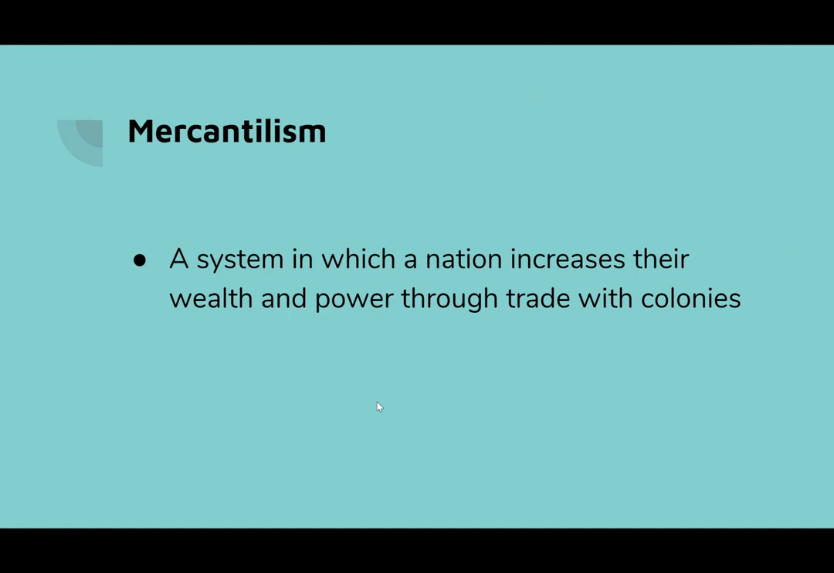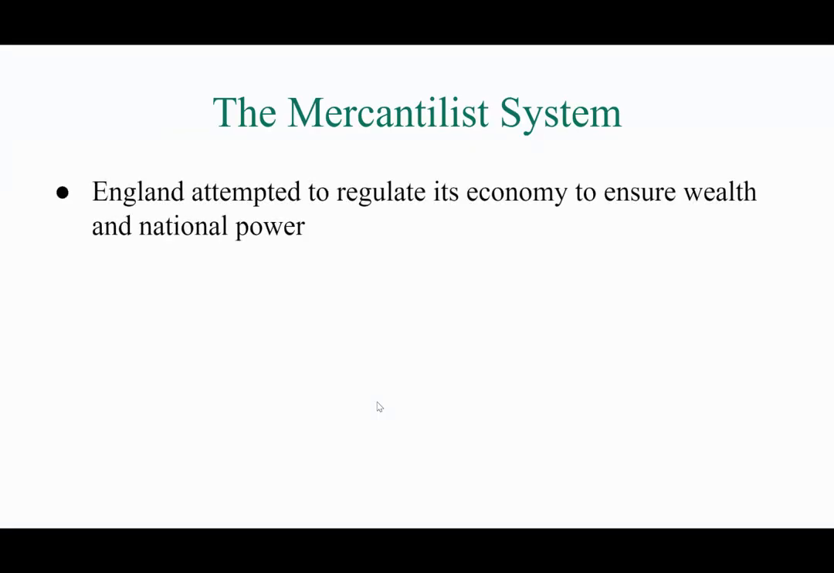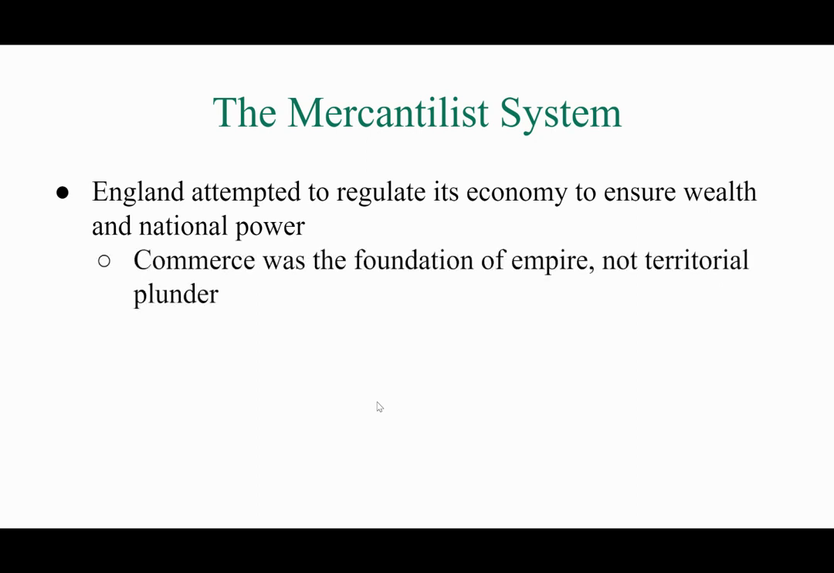So we can't talk about colonial economics without understanding the system of mercantilism. Mercantilism is a system in which a nation, in this case England, increases their wealth and power through trade with their colonies. So the whole point of England creating 13 colonies in North America was to increase the wealth of the nation. So the mercantilist system, England wants to regulate its economy to ensure wealth and national power. Remember, in Europe, there's a lot of competition among the different European powers, and so England wants to cement itself as the number one world power through the trade that it has with its colonies.